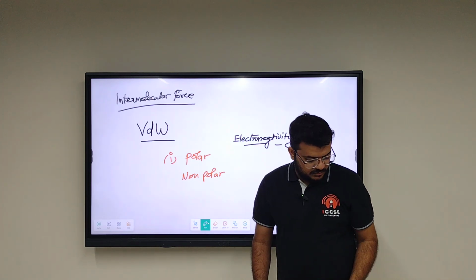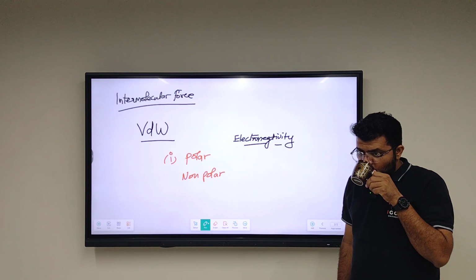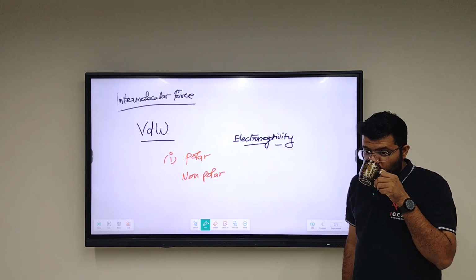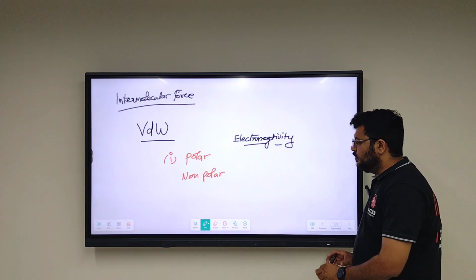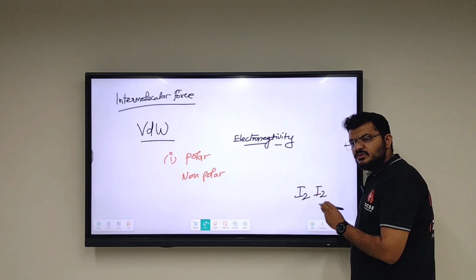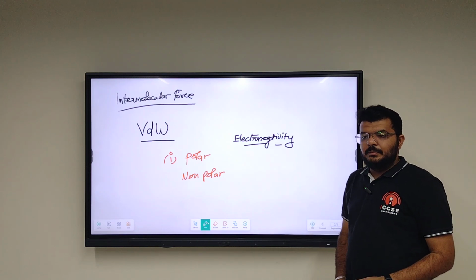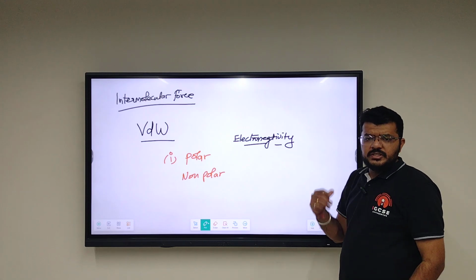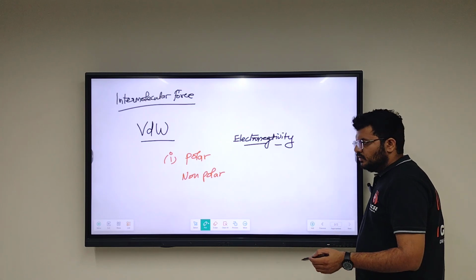If an H2 molecule bonds with another H2 molecule, it's intermolecular. But in iodine, I2 and I2 attract each other so strongly that iodine becomes a solid. I am not talking about I2 being solid. What is electronegativity? The tendency of an atom to attract electrons.